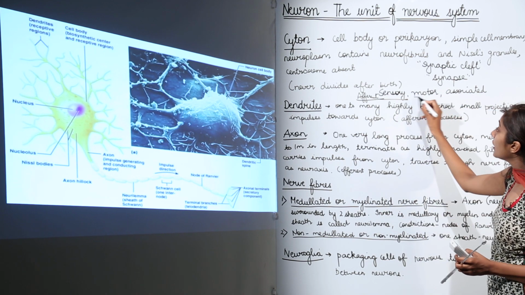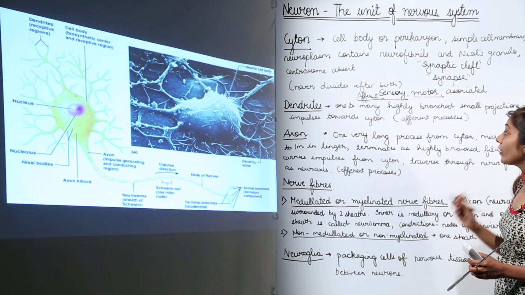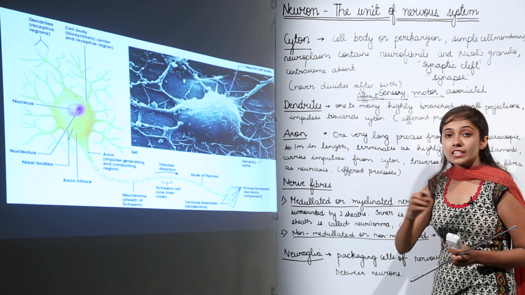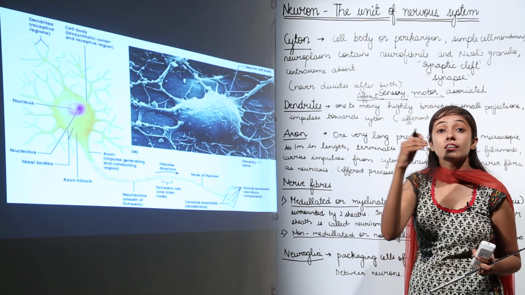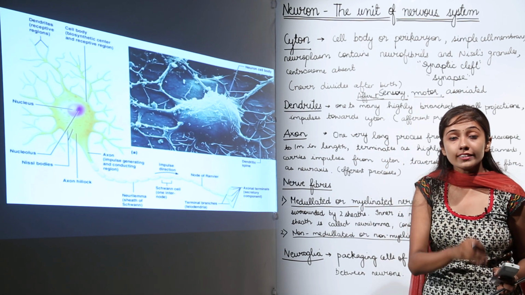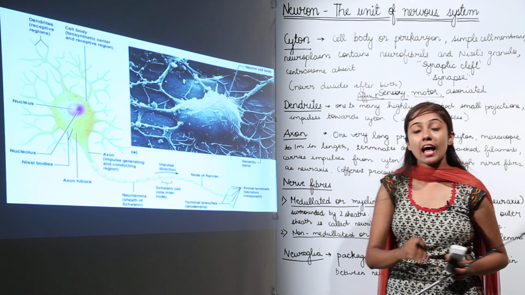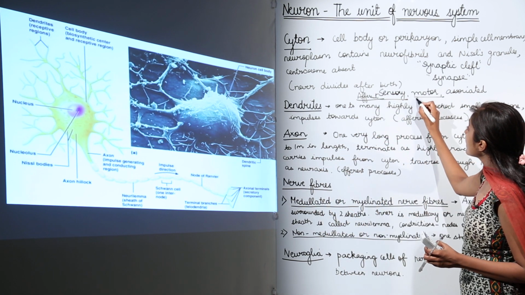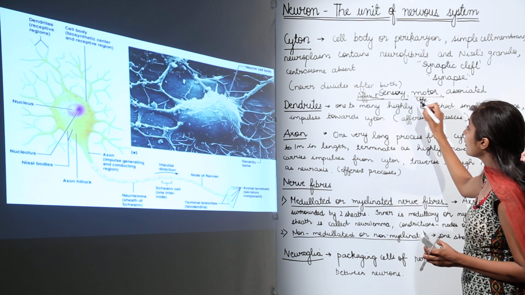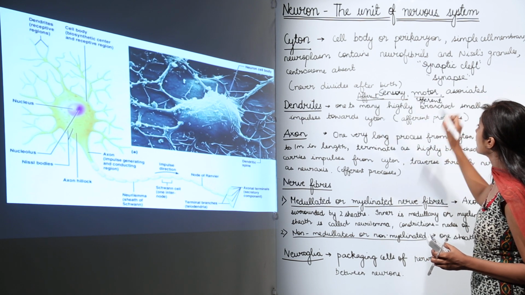Then we have motor neurons. These neurons are going to send the messages from the brain to the effectors. What are the effectors? The muscles and the glands, which are going to act accordingly. So, they are also known as efferent neurons, starting from E, efferent neurons, right.